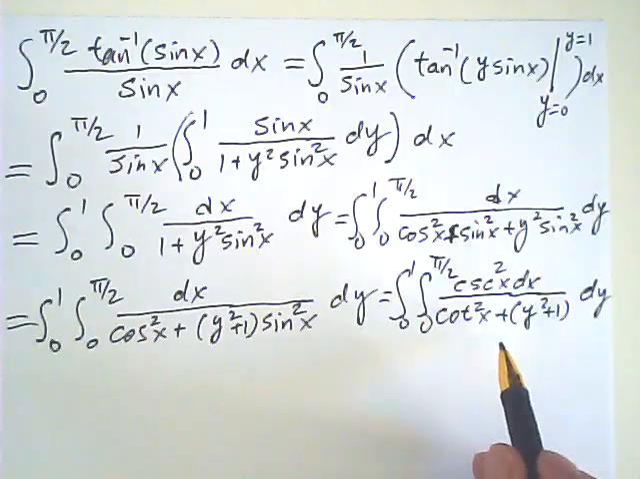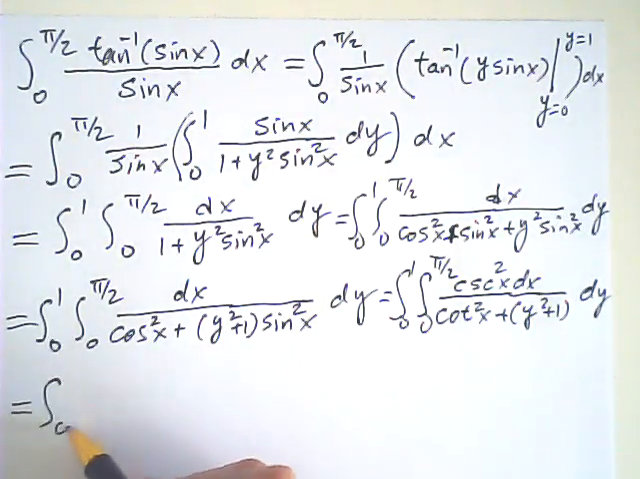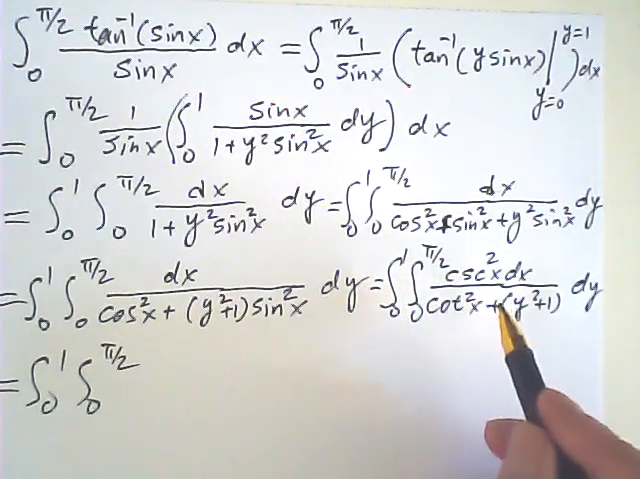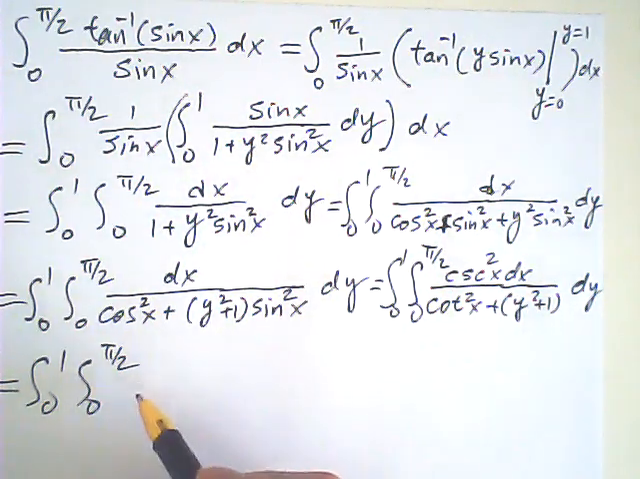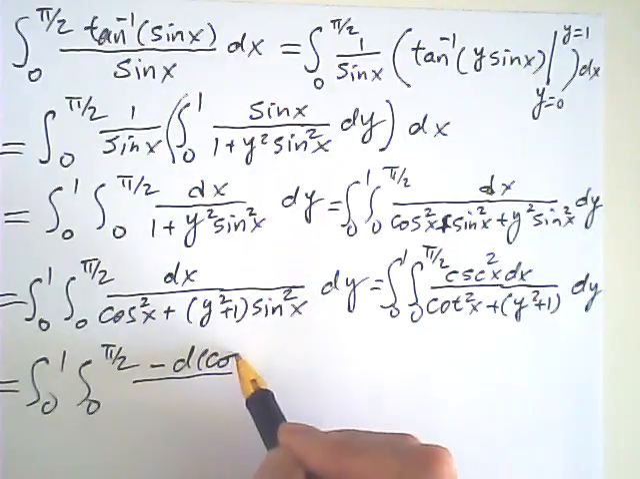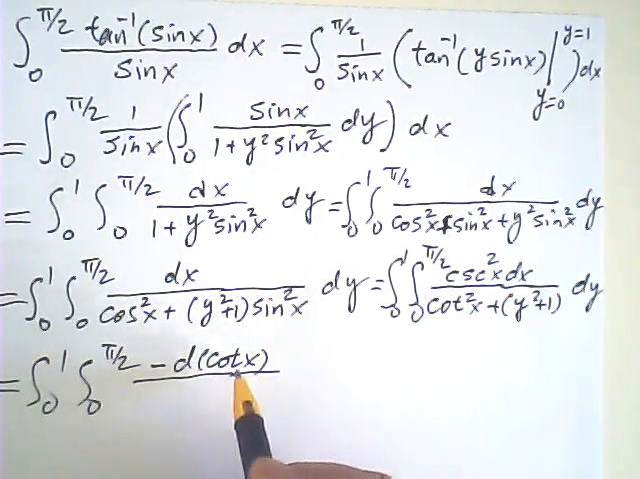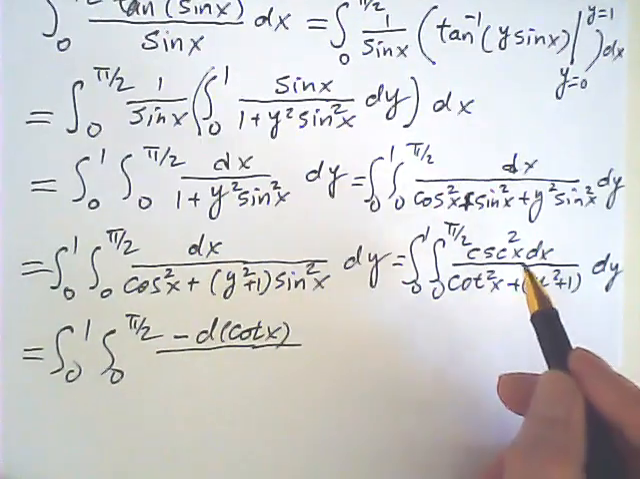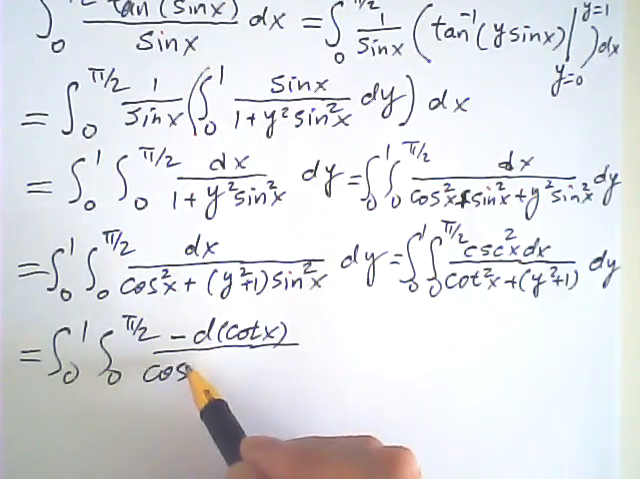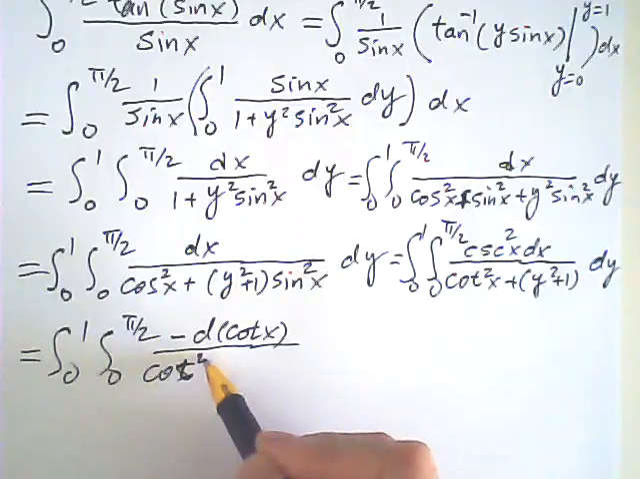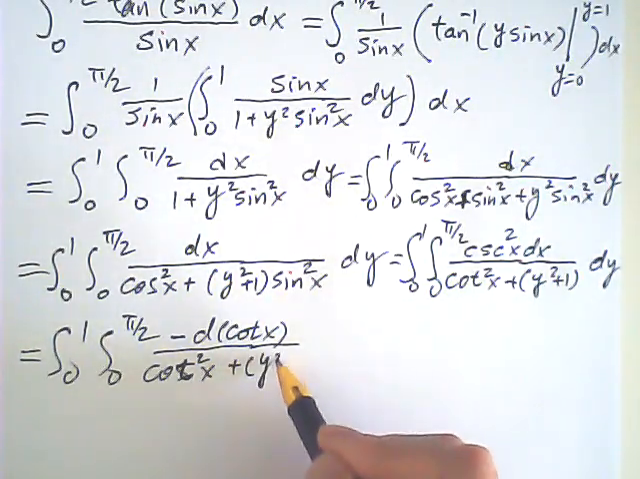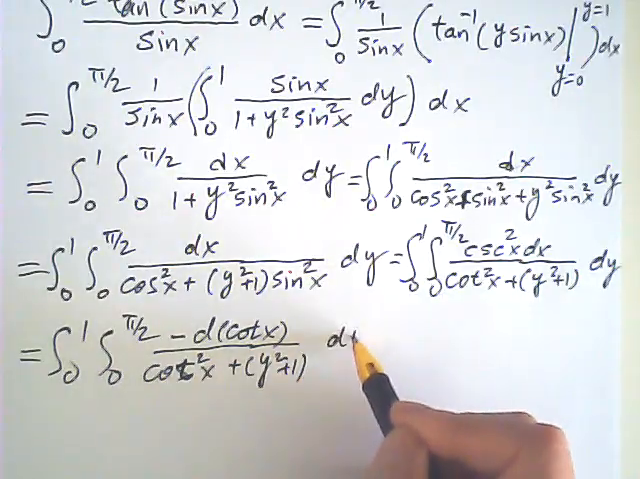Now this one is equal to the numerator is equal to negative d cotangent x. Right? The derivative of cotangent is a negative cosecant square. And the denominator is cotangent square plus y squared plus 1, right? And then dy.